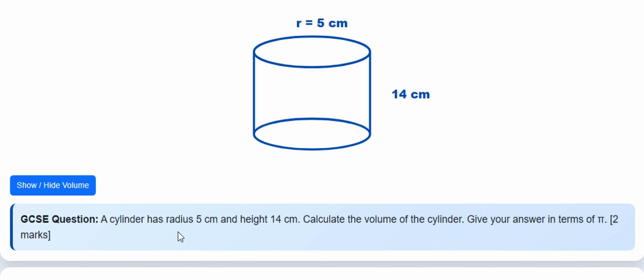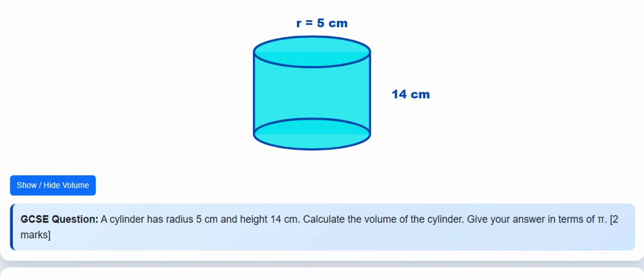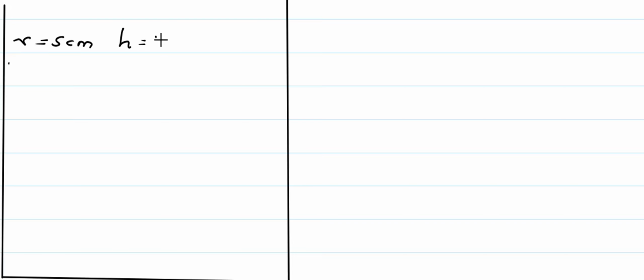So, of course, we said volume is the total space occupied by the given shape. And in our case, the shape is a cylinder. So, volume is the total space occupied by that cylinder. And we have the radius of the cylinder, which is 5 centimeters. So radius R is 5 centimeters. And then we also have the height, which is 14 centimeters.